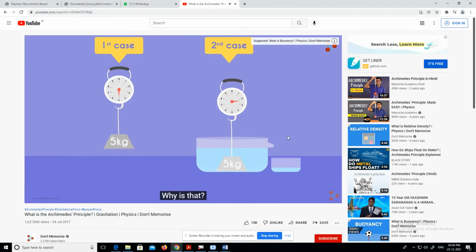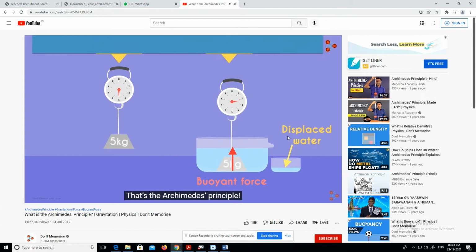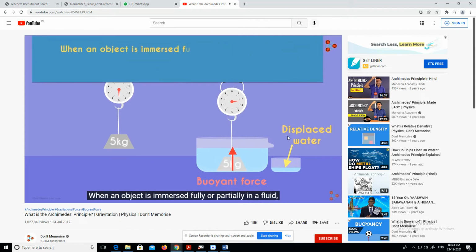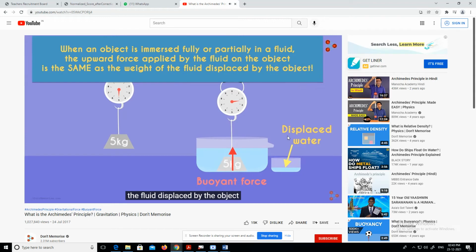Why is that? It's because of the buoyant force acting on the object. You have also noticed that some water was displaced. Now in this context, we can say that the weight of this displaced water is equal to the magnitude of the buoyant force acting on the object. That's the Archimedes principle. When an object is immersed fully or partially in a fluid, the upward force applied by the fluid on the object is the same as the weight of the fluid displaced by the object.